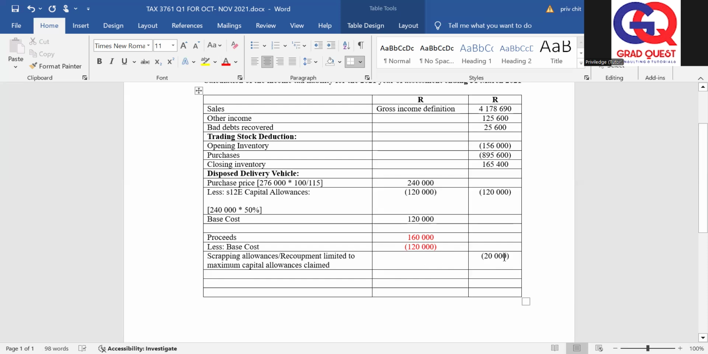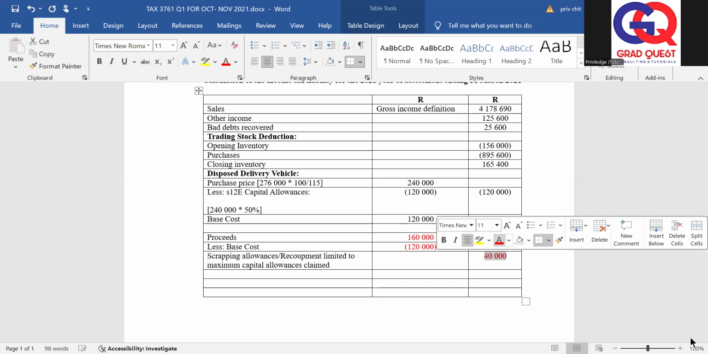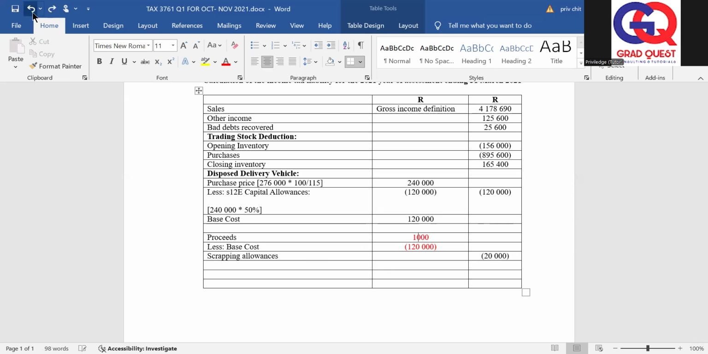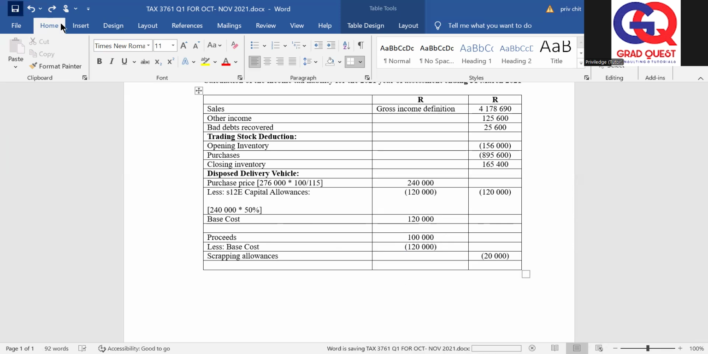So in this case, what would have happened? Because the value of 40 will be below the capital allowances, you would be allowed to add to your taxable income calculation the recoupment value of 40,000. That's what we would have done, supposing the proceeds were greater than the base cost. However, that was not the scenario. The scenario was such that the proceeds were lesser than the base cost. So obviously, it would result in what we call scrapping allowances to the value of 20,000, which is basically the difference between those two figures.